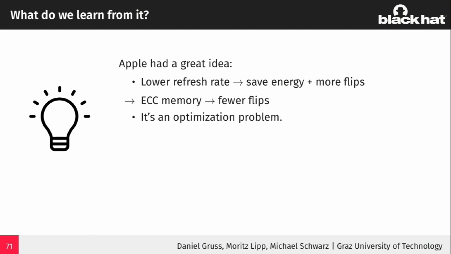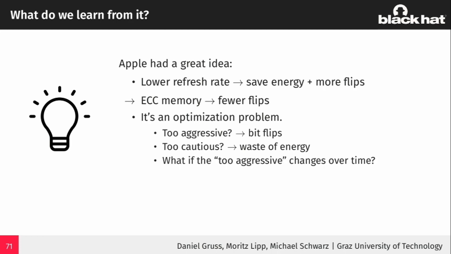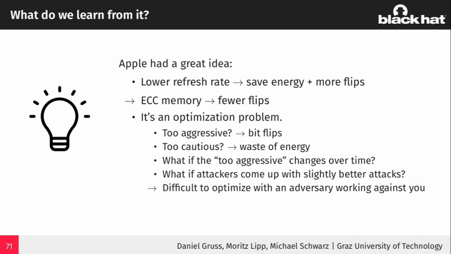Vendors will always push towards the boundary where they can push, where they know it is still safe under the current assumptions, right? But if it was too aggressive, you will have bit flips in some cases. If it was too cautious, you will have a waste of energy. You will have a lower battery runtime. So it's an optimization problem. And also, what if the too aggressive changes over time because someone figures out a new technique? What if the attackers become slightly better over time? It's difficult to optimize with an adversary that works against you.